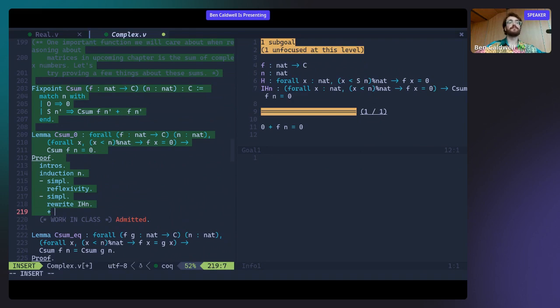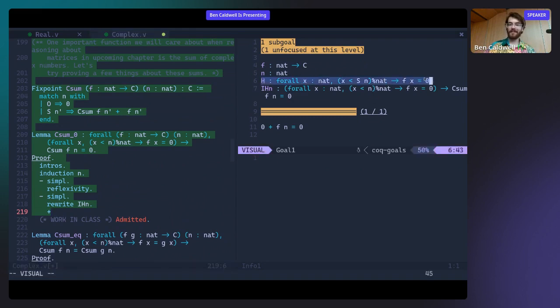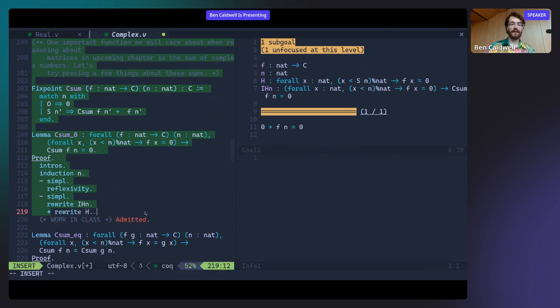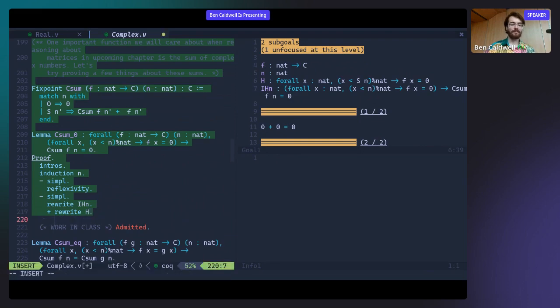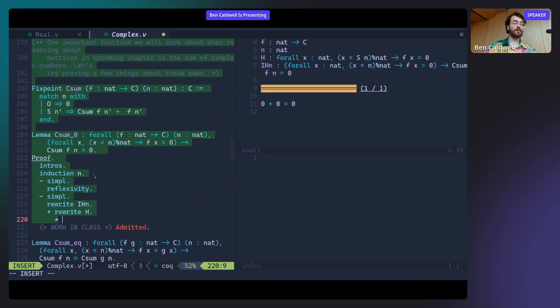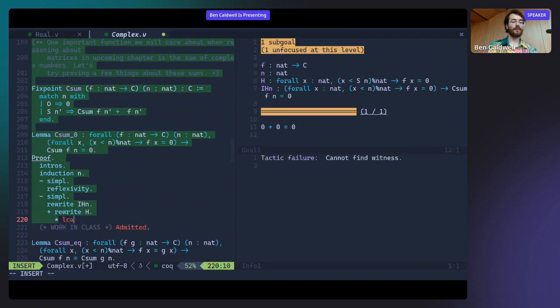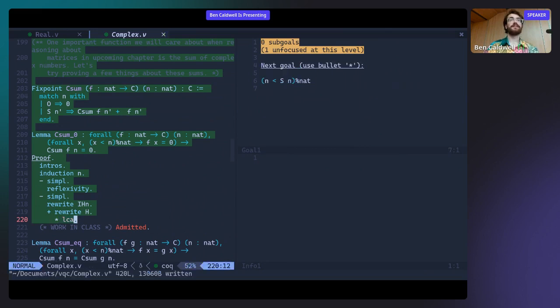But why don't we use our other hypothesis? Yes, we have another hypothesis, h here, right? So that tells us that, in fact, f of x can be made to 0 under certain conditions. So let's rewrite by h. And now we have 0 plus 0 is equal to 0. In the interest of automation, we are going to use LCA. It's a simple linear equation. We don't have to worry about those.